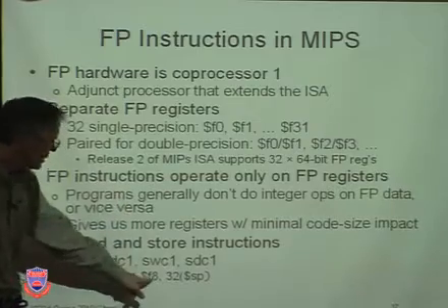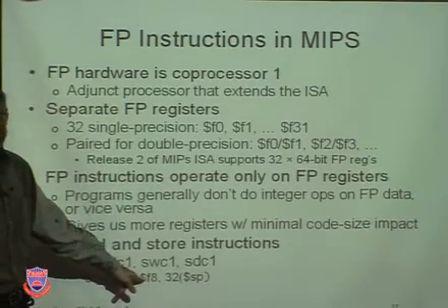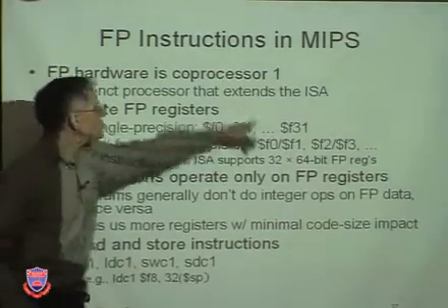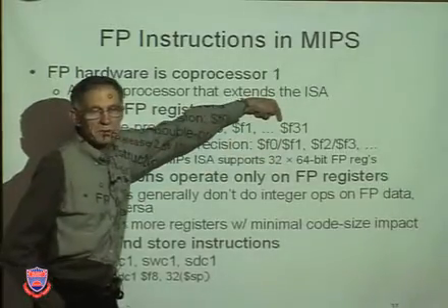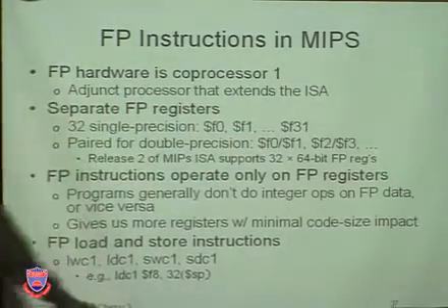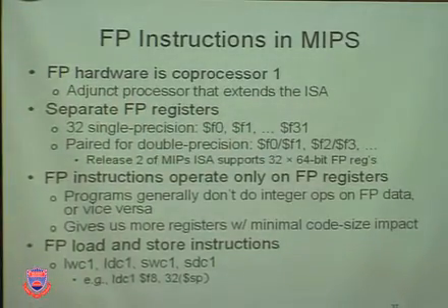The doubles all start with an even number. The doubles start with 0 or 2 or 4, so 30 will be the last beginning for a double. We can't start with 31 for a double. You can do a single precision load into 31, but not a double.